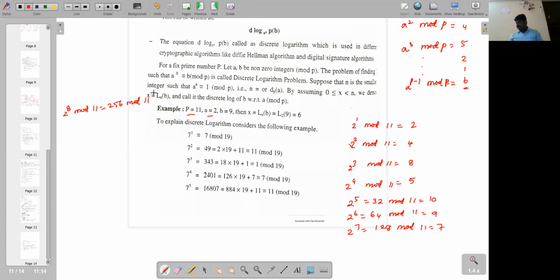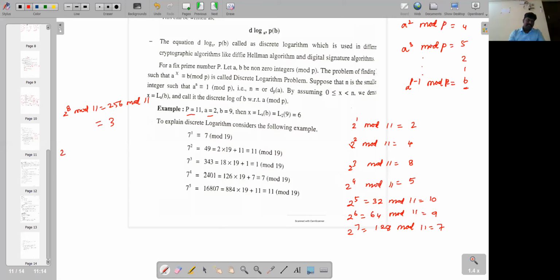I'll use a calculator for this. 256 divided by 11. What is the result I'll be getting? Just calculate in parallel. What is the result? Are you getting 3? Which is 3. What about others? I hope others are also doing it in parallel.